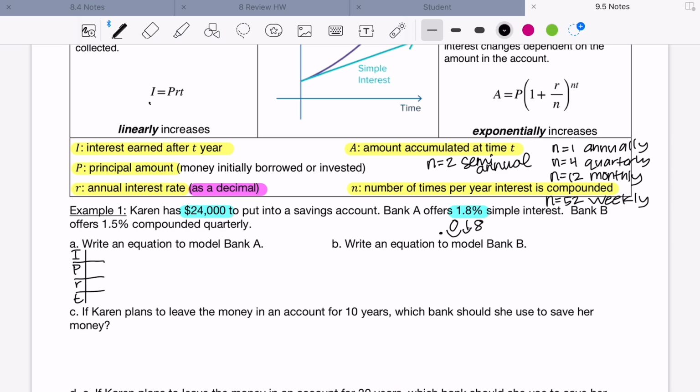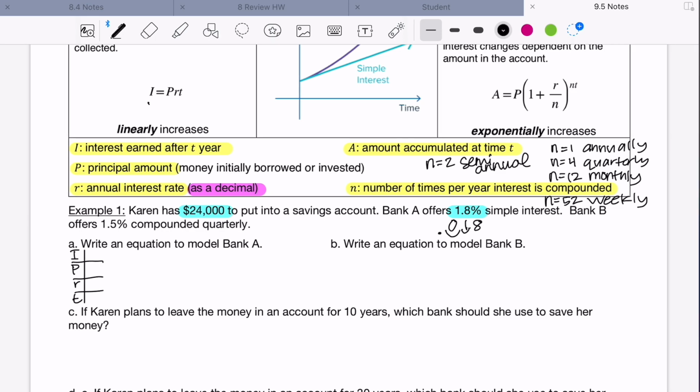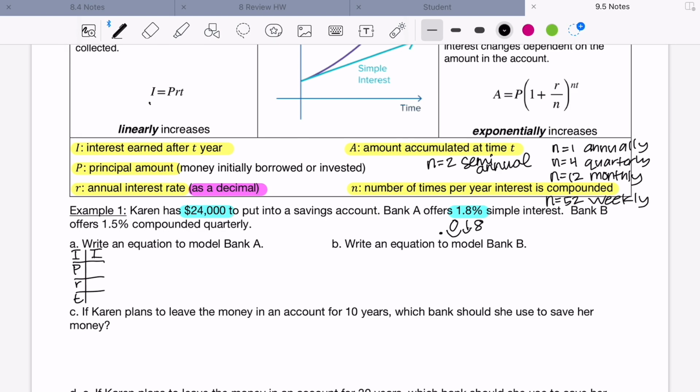Okay. So we're writing the equation, so we're going to leave this as I, and then this is $24,000, and then this is 0.018, and we don't know how long she's going to leave it in there, so we're going to leave this as T, and then we're just going to plug all that into that formula. So 24,000 times R, which is 0.018, times T, like that. Okay, that's it for that one.